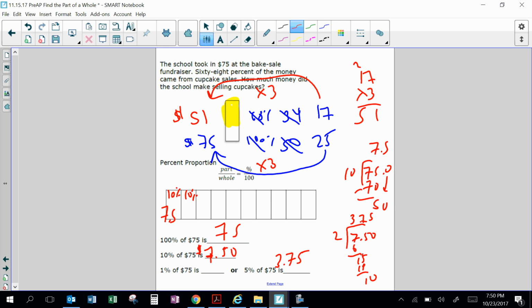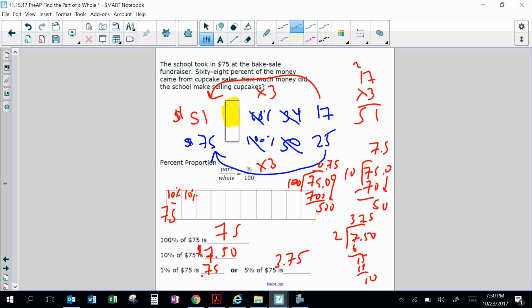And what would 1% of $75 be? If this represents $75 and I divide this into 100 sections, can 100 go in 75? 0 times. Annex the decimal 0. Can 100 go in 750? 7 times. Annex another 0. Can 100 go in 500? 5 times. So each 1% is 75 cents. 5%, 75 plus 75 plus 75 plus 75 plus 75, or 5% is $3.75.